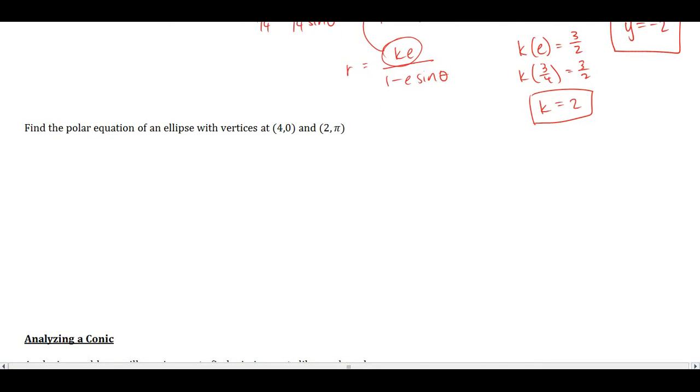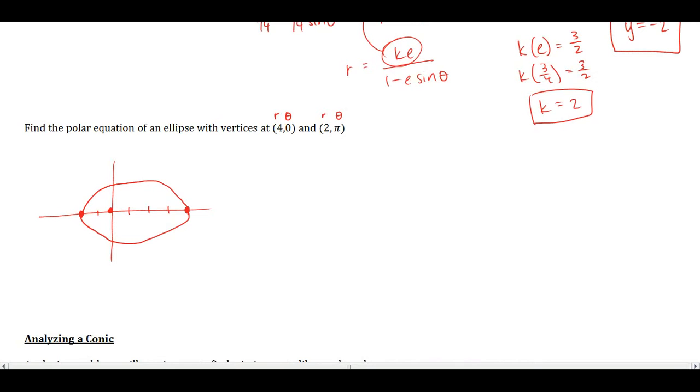And what I'm going to do is remember something about this, and probably two things, is that we are going to sit with the focus at the origin, and then we have a vertex at 4, 0. Now be careful, that's your r and your theta. So in the 0 degrees, you want to go out 4 units. And in the pi degrees, you want to go out 2 units. So that's what your ellipse looks like. It looks like something like this. So I know the ellipse.